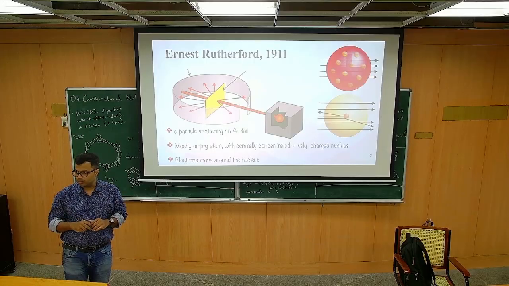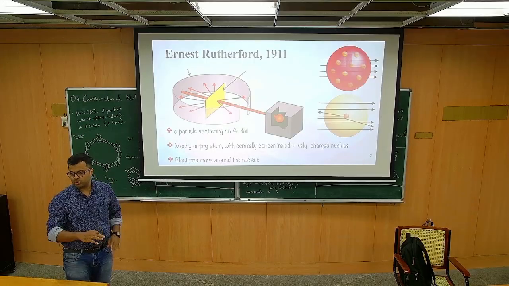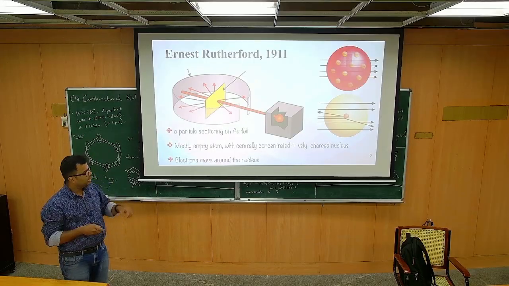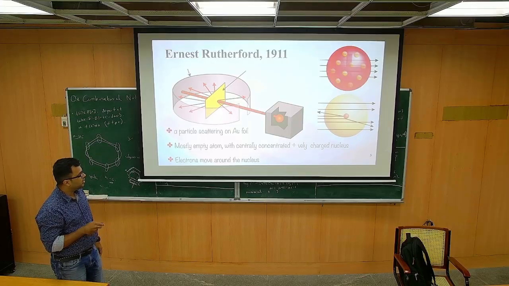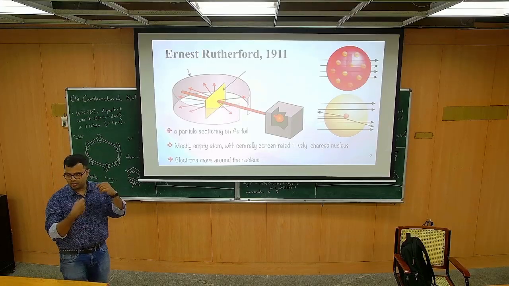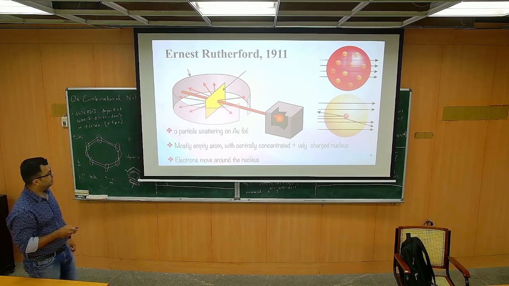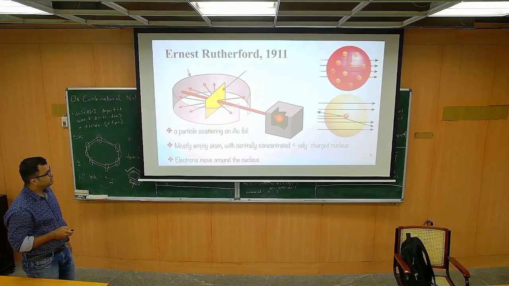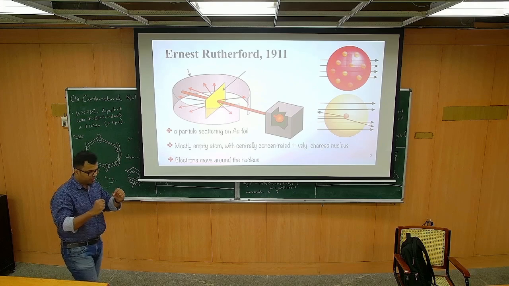If it was really plum pudding, it may have all passed through. We cannot have actually these kind of deviations once in a while. And also it is very difficult to actually get this kind of reverting back kind of beams. So he claimed that it is highly likely that the positively charged thing is basically a heavily concentrated nucleus.